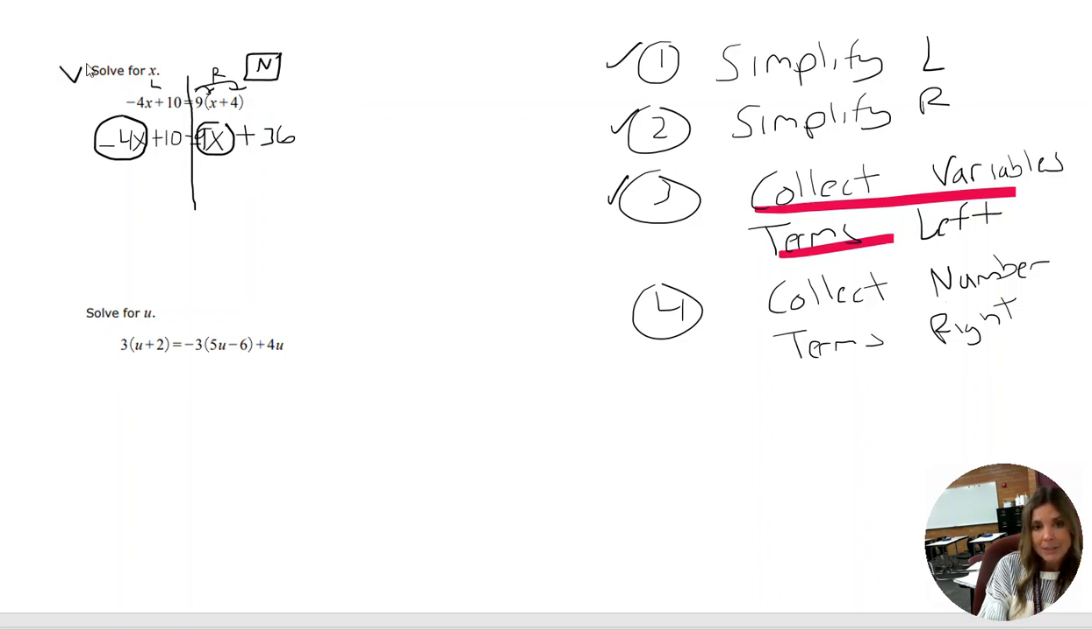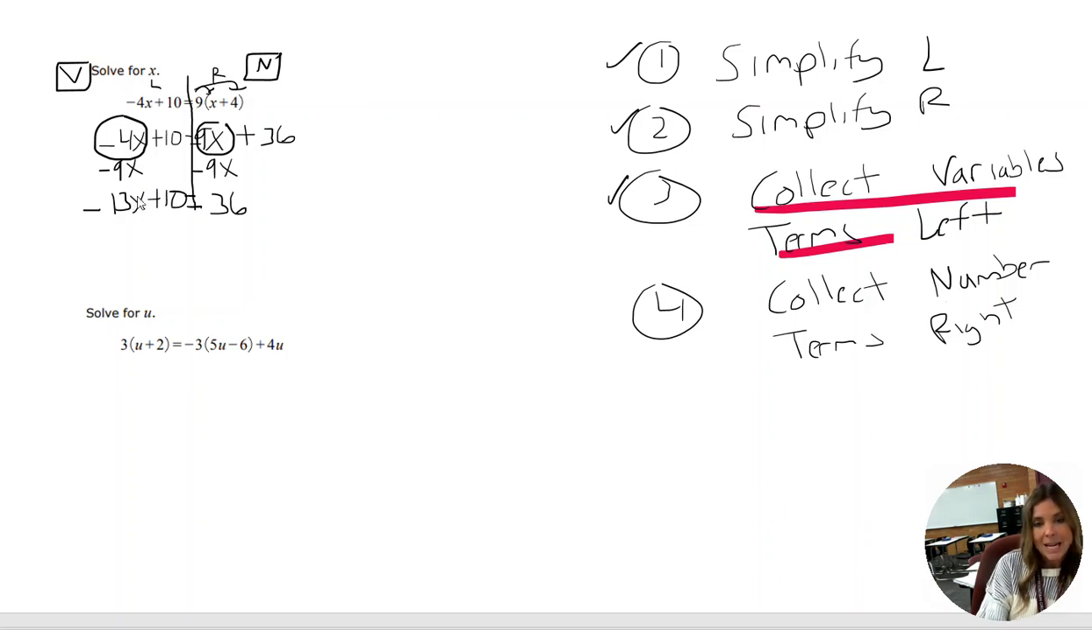We want our left side to only have variable terms. We don't want any numbers. So to get rid of the 9x that's on the right side, I'm going to subtract 9x. 9x and a negative 9x cancels to a 0, and 0 plus 36 is 36. So now I'm left with 36 on my right side. I also have to subtract 9x from the left side, which leaves me with negative 13x plus 10.